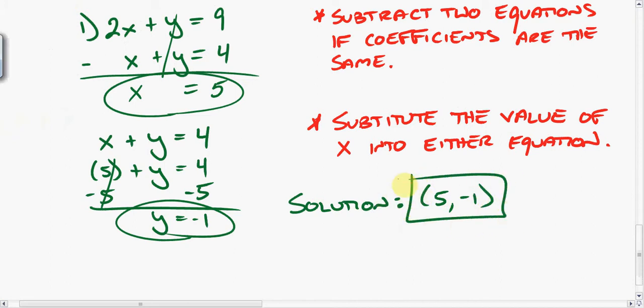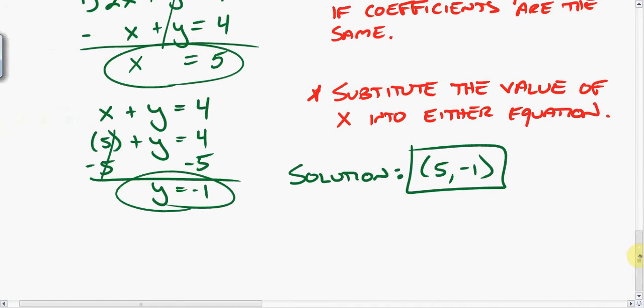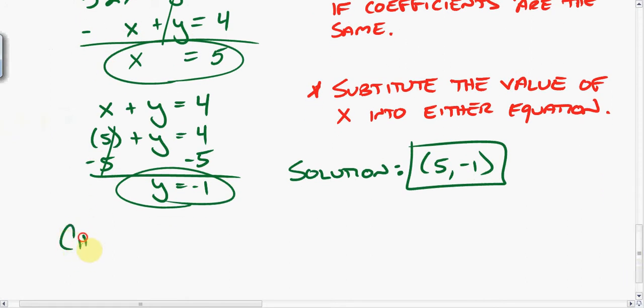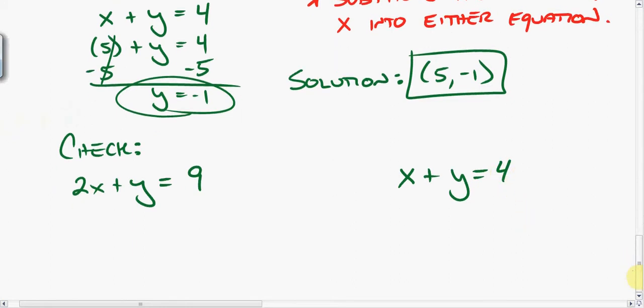Now, to make sure we have that correct, we need to check by plugging 5, negative 1 into each of the original equations. So now we're going to check. I've got 2x plus y equals 9, and then x plus y equals 4. I'm going to plug in the value of x, which is 5, in for x, and the value of y, which is negative 1, in for y.